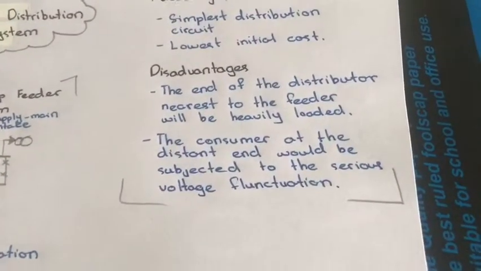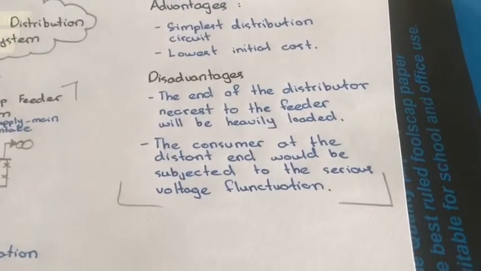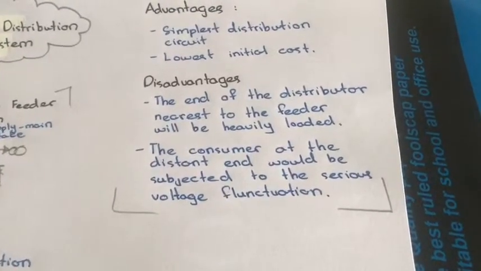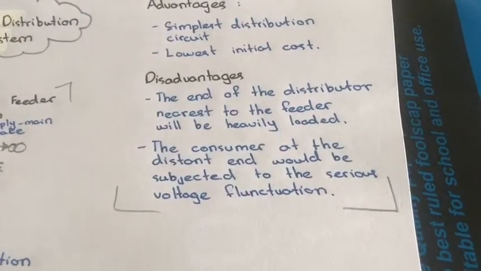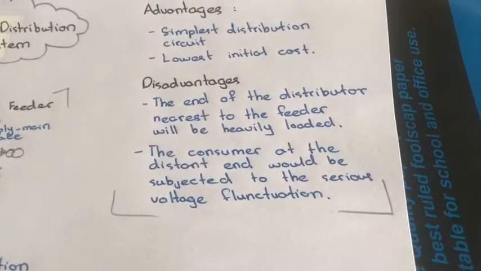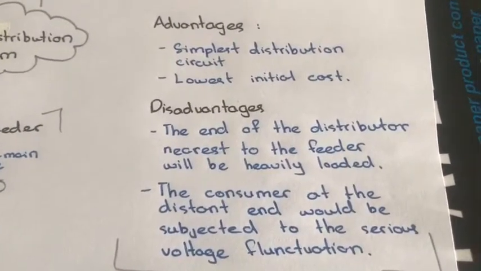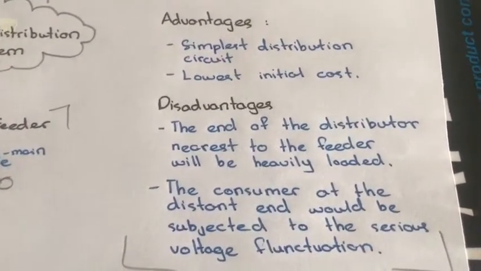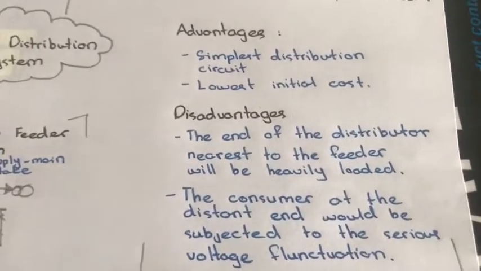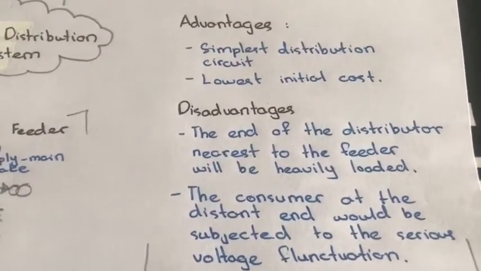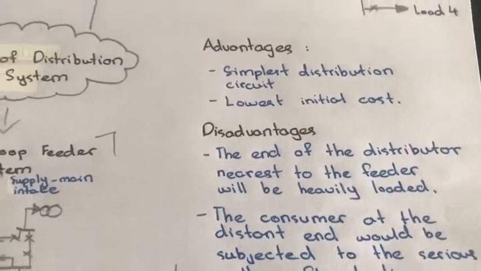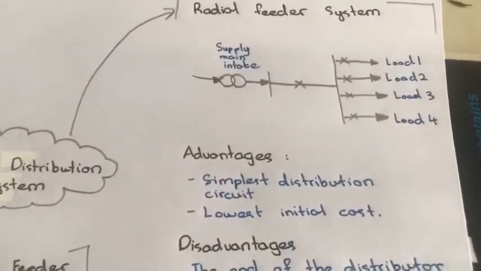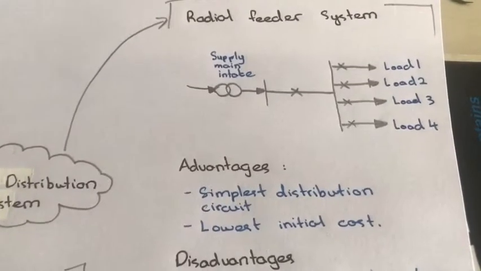The disadvantages are that the end of the distributor nearest to the feeder will be heavily loaded, and the consumer at the distant end would be subjected to serious voltage fluctuation. Radial feeder systems are also less reliable than loop or network systems because there is only one path between substation and the customer. Thus, if any element along this path fails, a loss of power delivery results.